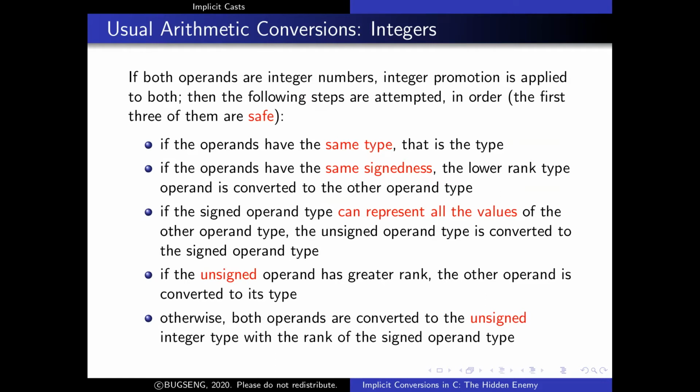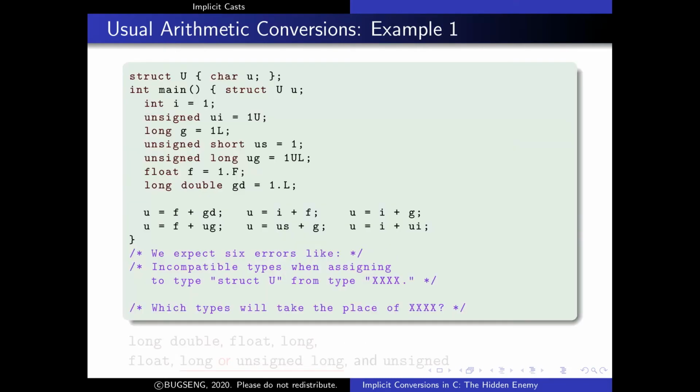So the first 3 rules are safe. The 4th and the 5th rule, you see that they favor the conversion to unsigned. Okay, so you may have wraparound, but not nastier things. Okay, so these are the rules of usual arithmetic conversions. We will see examples now in order to make sure we understand the thing properly.